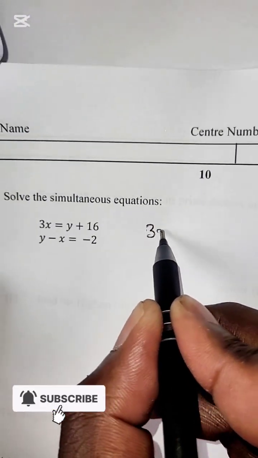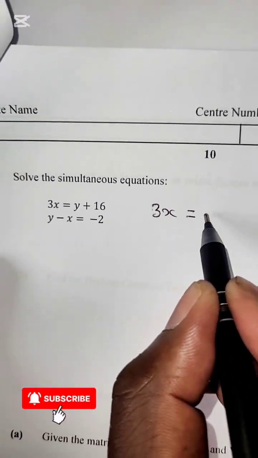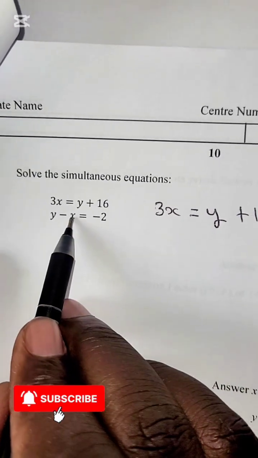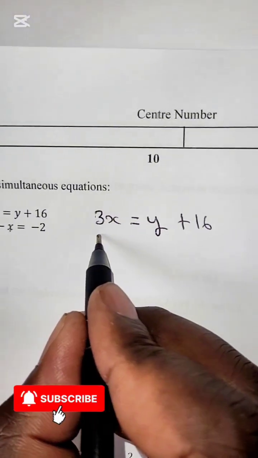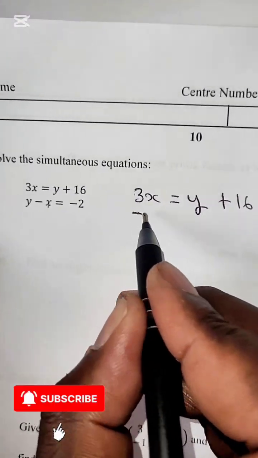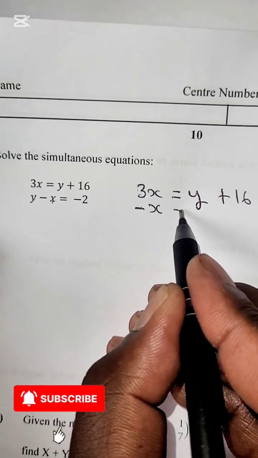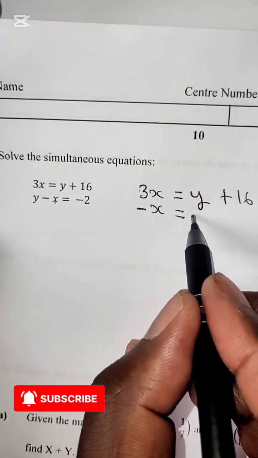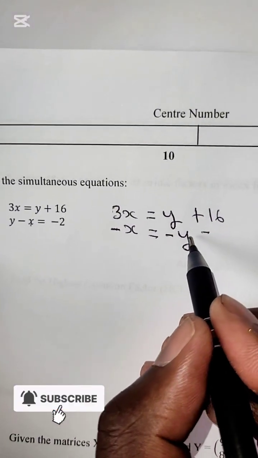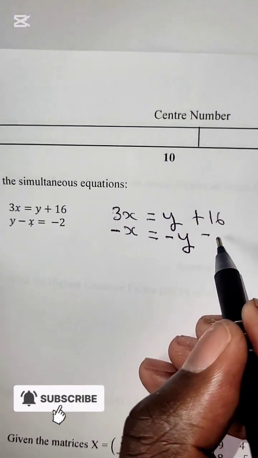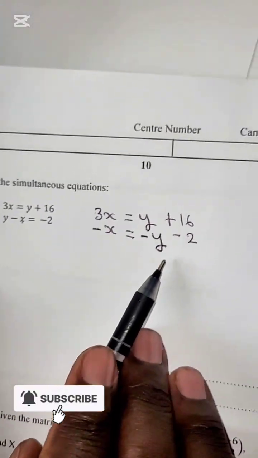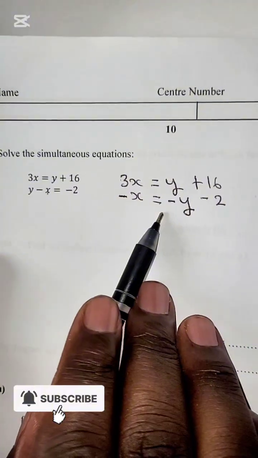Okay, so let's start with 3x is equal to y plus 16. Let's take x to this side, so the x side is negative. Negative x is equal to the value of y, negative y, are we together? Negative y, then negative 2. Okay, we're together. So we've arranged our equations right here.